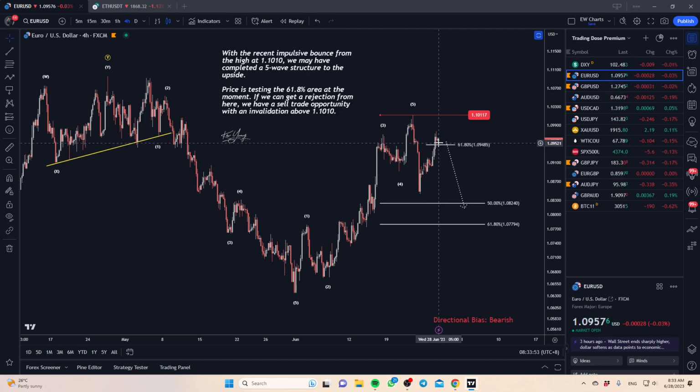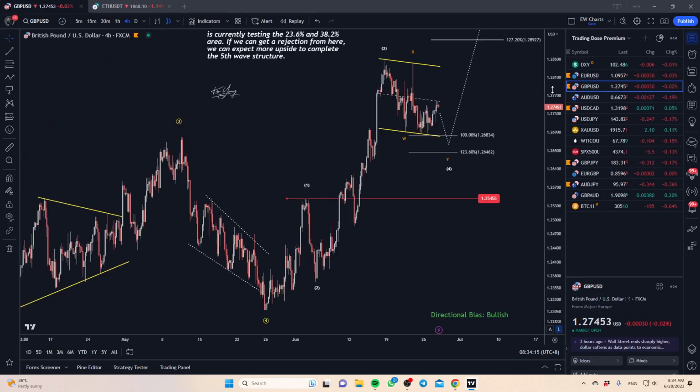We may need to be a little bit patient and see if we can get some sign of a rejection, maybe on the lower time frame, before committing to that sell. Or anyway, if you're interested and it fits your style, you can also consider looking for a sell here, of course with an invalidation stop above the 1.1010 level.